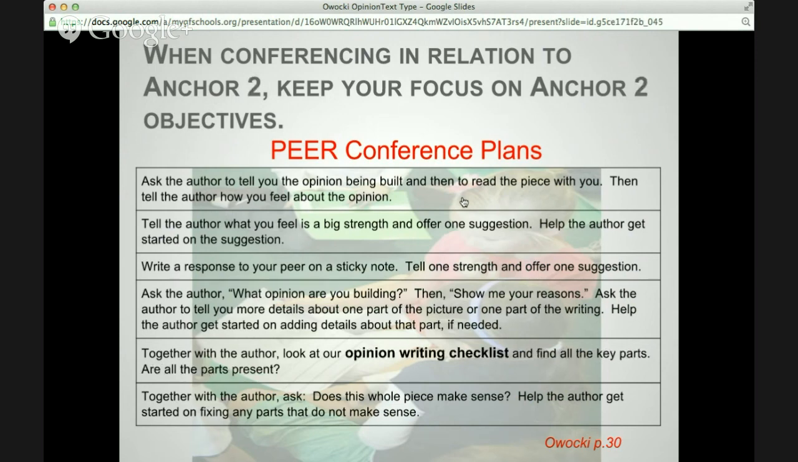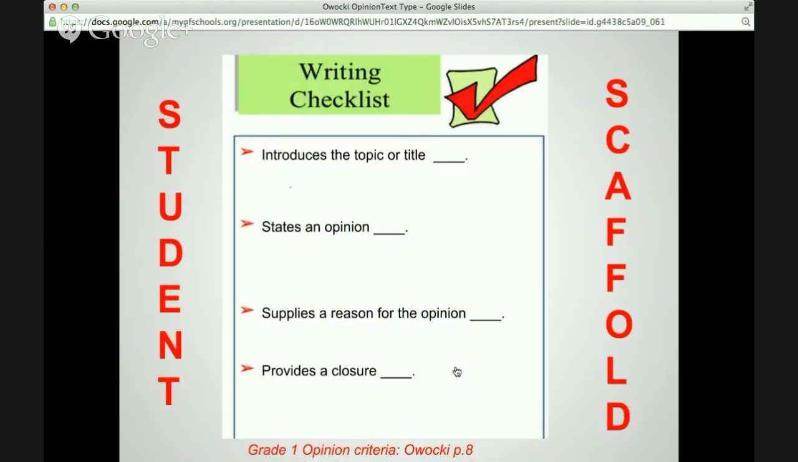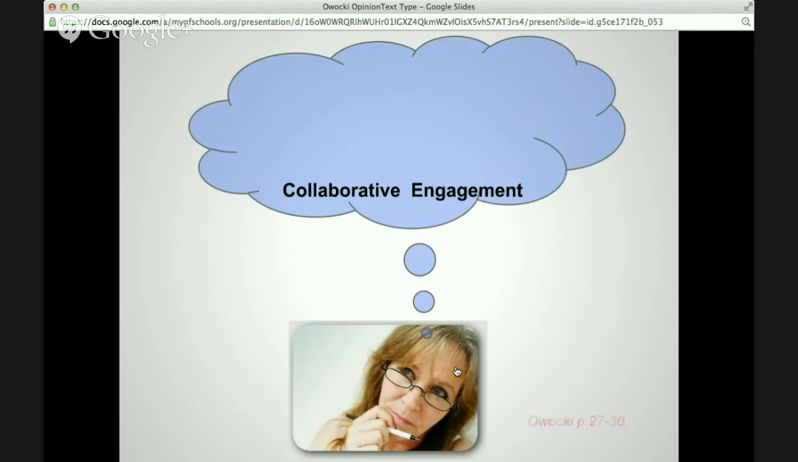So we see an opinion checklist there. Together with the author, look at our opinion checklist and find all the key parts. Are all the parts present? This time I put in a grade 1 opinion criteria writing checklist. But again, this is a scaffold for students to use temporarily so they remember, when they're looking at their writing, trying to monitor and regulate it, to say, do I have all the pieces in there? They would have this checklist as a resource to help them when they're working on their writing independently.